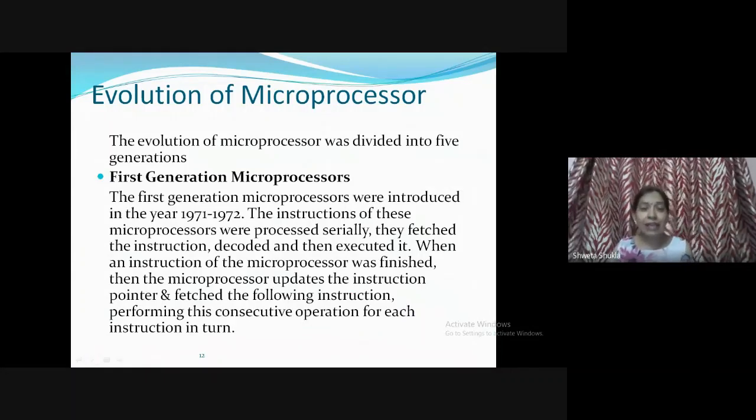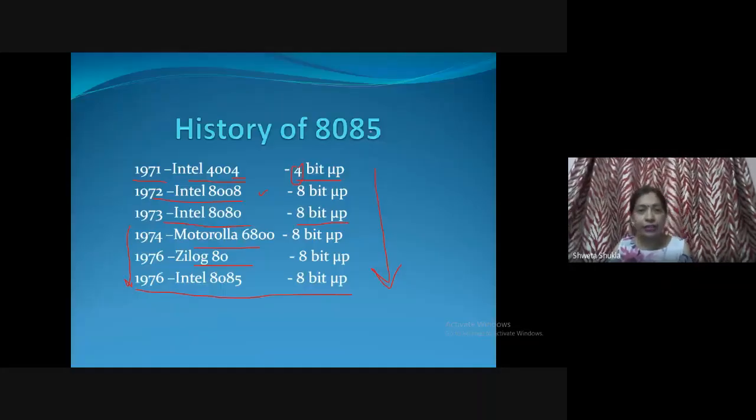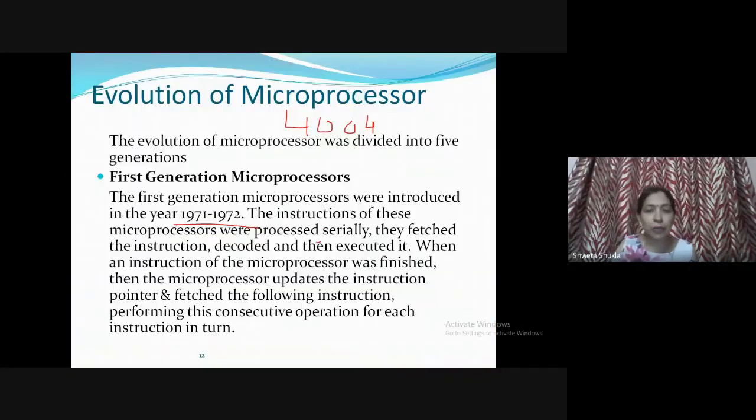As in the last lecture we said that the first microprocessor that came into existence was the 4004, and it came into existence in 1971-72. I will show you the slide once again. Just check. See, 4004 in 1971. It was a 4-bit microprocessor.